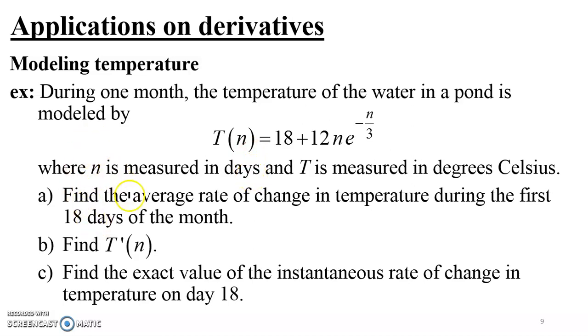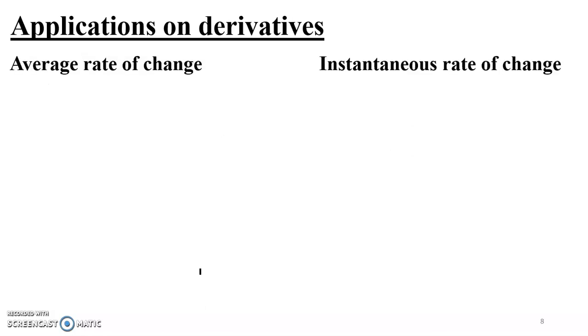However, you can see in the questions that we first start by asking for the average rate of change in temperature during the first 18 days of the month, while the exact value of the instantaneous rate of change on day 18 is asked in part C. So this exercise will really help us highlight the difference. But before we start solving the exercise, we're just going to discuss in general the difference between the two.